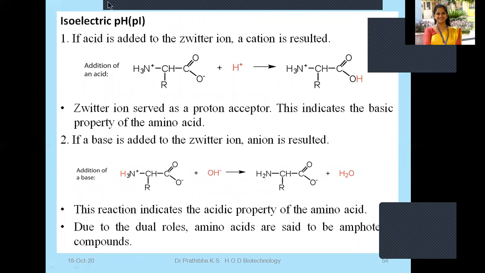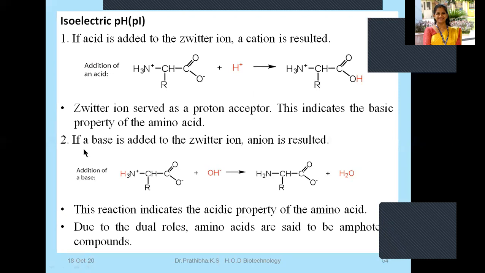For instance, at isoelectric pH, if acid is added to the Zwitter ion, a cation results, right? For example, on addition of the acid, what has happened here? This particular proton is accepted by the carboxyl group, right? And here the Zwitter ion served as a proton acceptor.